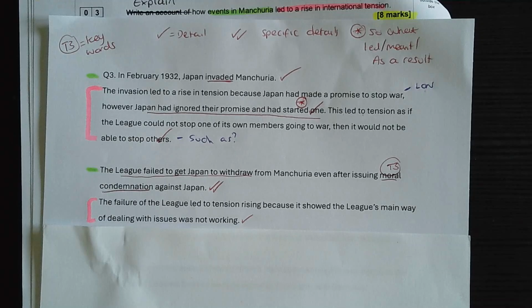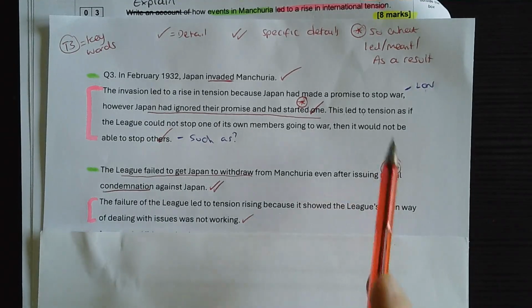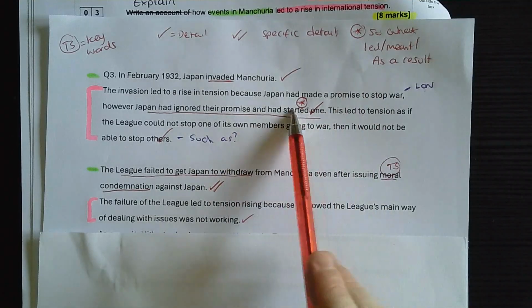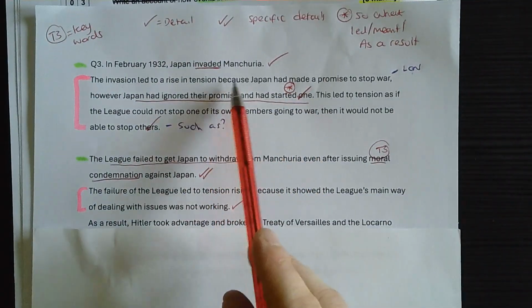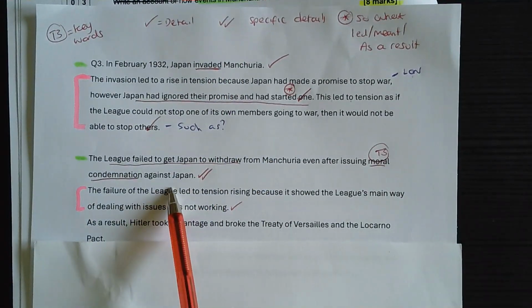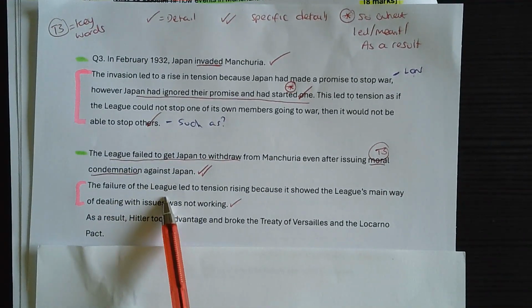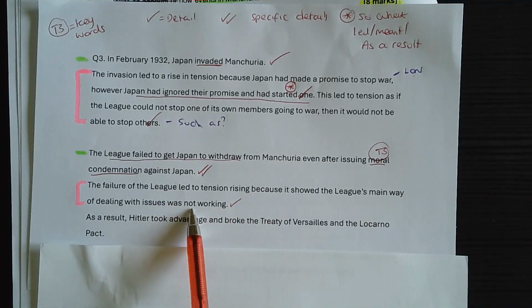Now, some of you may struggle with the so what idea to expand on your explanation, and that's fine. What I've done here is I've gone back to telling me about events in Manchuria. Because the failure of the League led to tension rising, because it showed the League's main way of dealing with issues was not working, well, what did that then lead to?